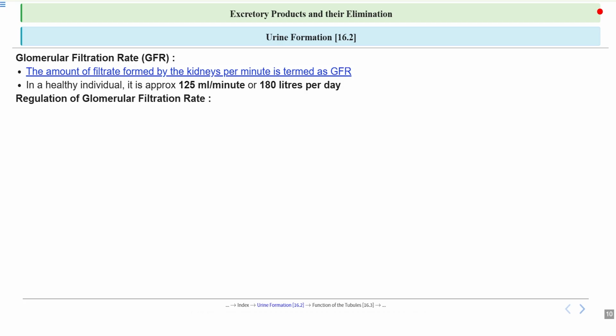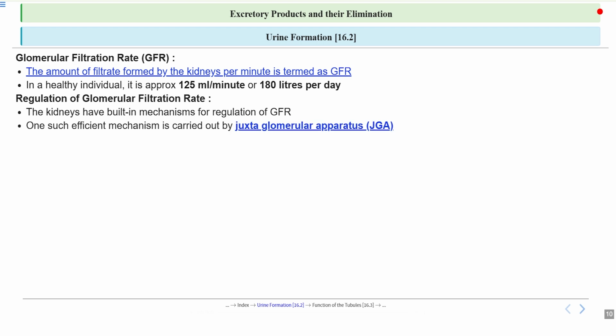Let's move on to how the body regulates GFR. This is crucial because the filtration rate needs to be just right for our bodies to function properly. The kidneys have built-in mechanisms to regulate GFR, and these mechanisms ensure that the filtration rate stays within a normal healthy range even if conditions in the body change.